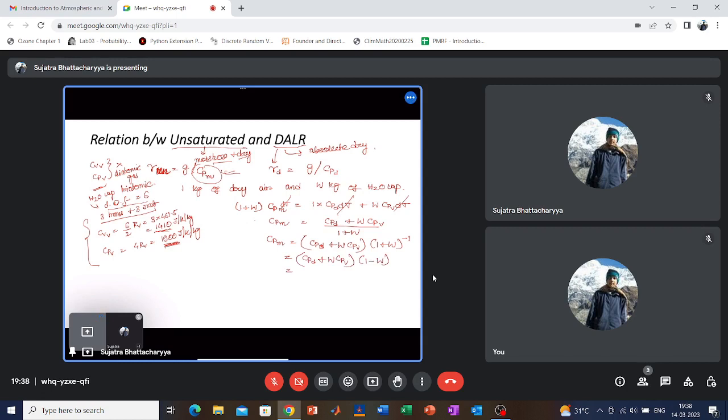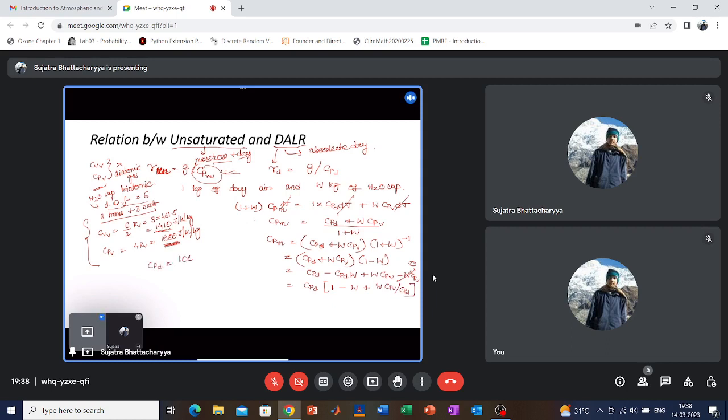What does it give? CPD minus CPD W plus W CPV minus W square CPV. This term I neglect because W is very small, as you already know. This kind of assumption we have already taken. Okay. Now from here, if I take CPD common, it will be CPD (1 minus W plus W CPV by CPD). Now what is CPD?